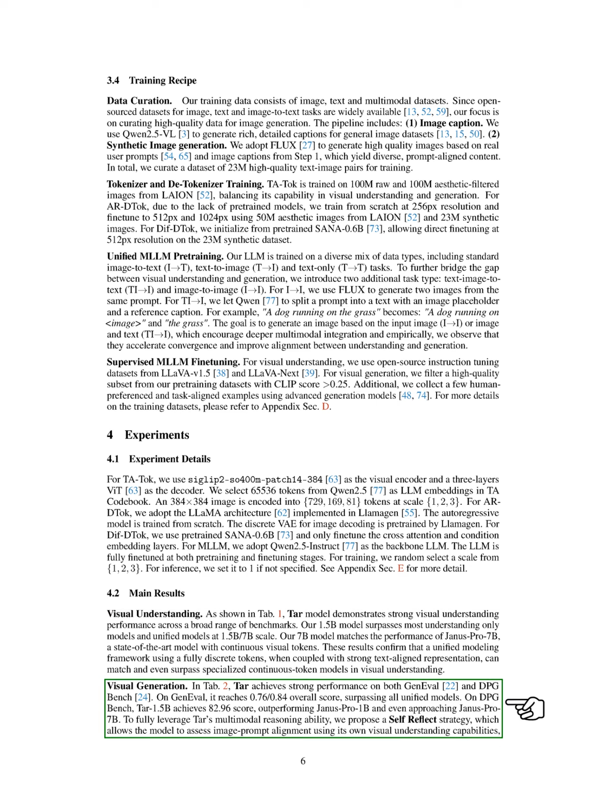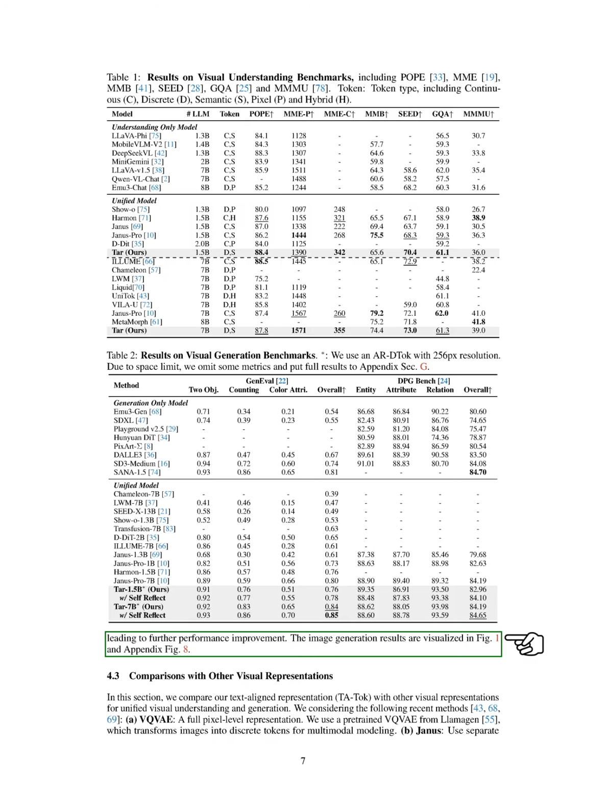In terms of visual generation, our TAR model performs exceptionally well on both GenEval and DPG bench, achieving high scores that surpass all unified models. To enhance TAR's multimodal reasoning, we introduce a self-reflect strategy that allows the model to evaluate image prompt alignment based on its visual understanding, leading to improved performance. We visualize the image generation results in the figures provided.